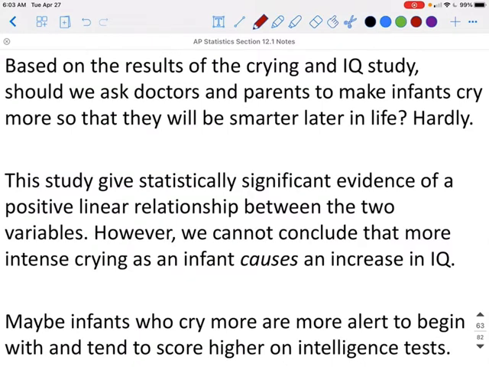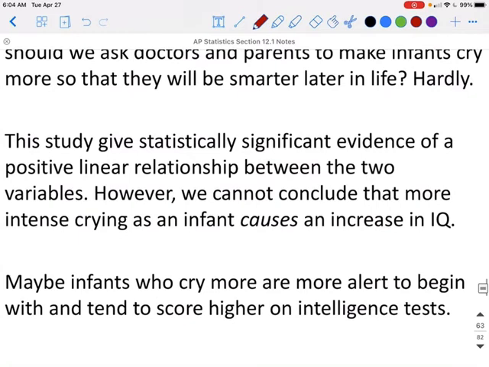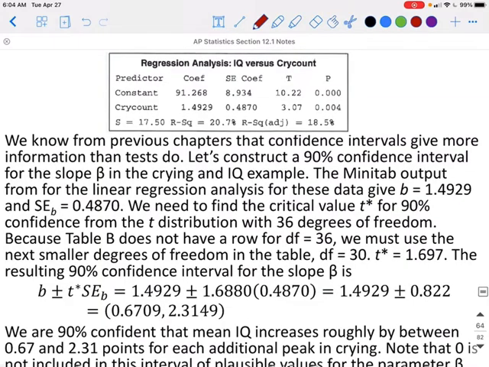Based on the results of the crying and IQ study, should we ask doctors and parents to make infants cry more so that they will be smarter later in life? That's hardly what we want them to do. This study gives statistically significant evidence of the positive relationship between the two variables. However, we cannot conclude that more intense crying as an infant causes an increase in IQ. Many infants who cry more are more alert to begin with and tend to score higher on intelligence tests.